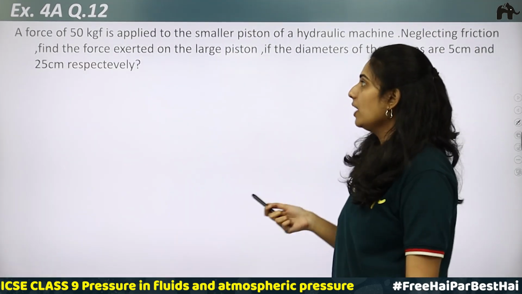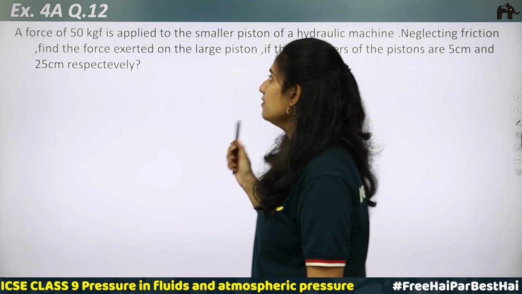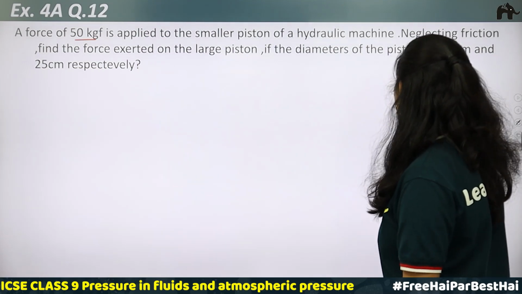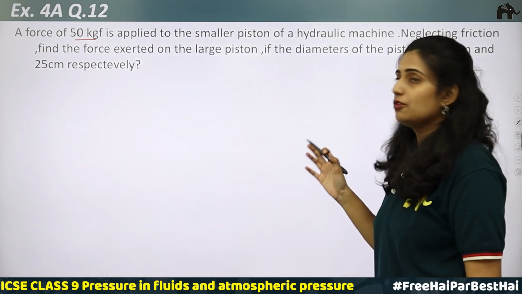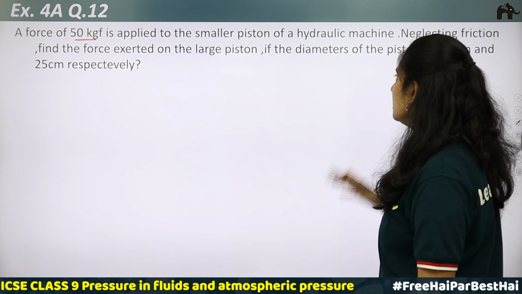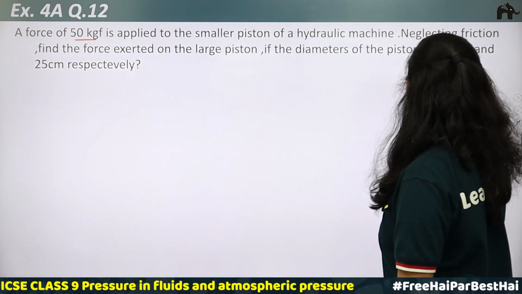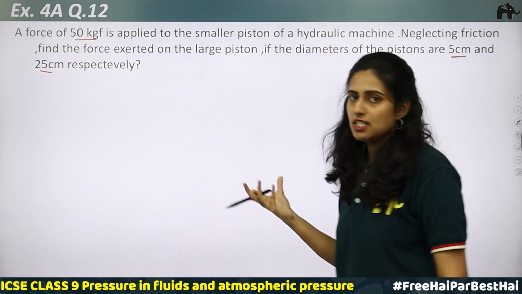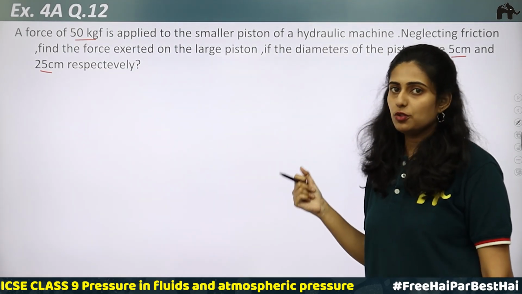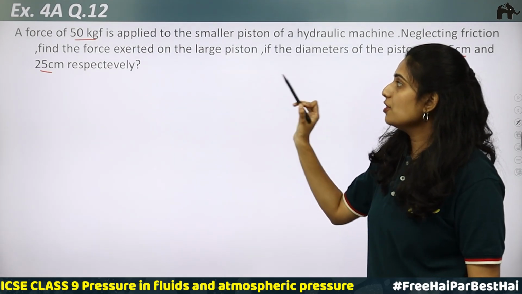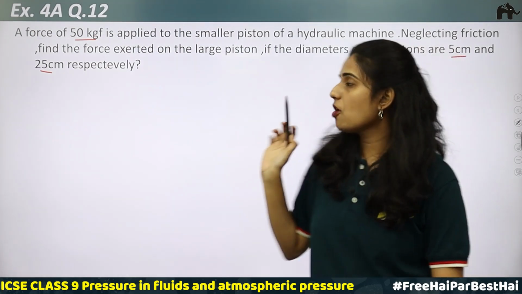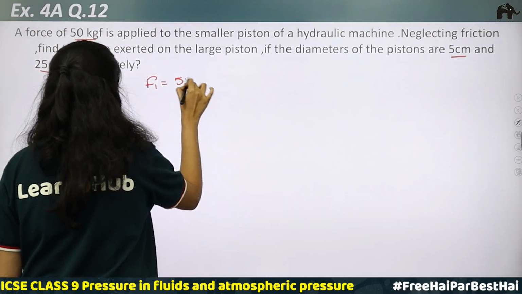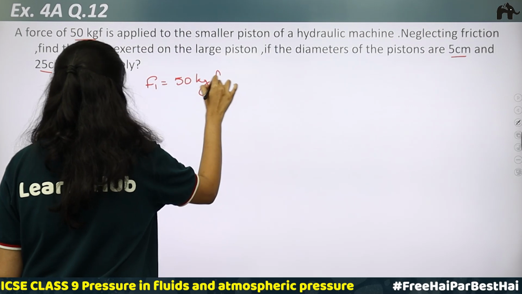Question number 12 of exercise 4A. A force of 50 kilogram force is applied to the smaller piston of a hydraulic machine. Neglecting friction, find the force exerted on the large piston if the diameters of the pistons are 5 cm and 25 cm respectively. Here the diameters are given. Using diameter, we know how to find the area. Let us take this force as F1. F1 is equal to 50 kilogram force.